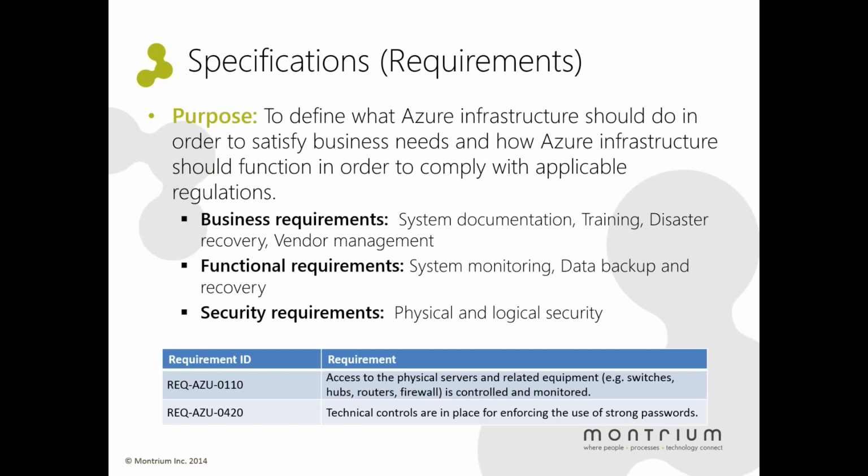The purpose of the requirements document is to define what Azure infrastructure has to do for us in order to satisfy our business needs and how it should function in order to comply with applicable regulations. We considered business requirements, functional requirements, and also security requirements. At the bottom of the screen, you can see some examples of the requirements. As you can see, each requirement is identified with a unique identifier, and that's to facilitate traceability later on. You'll also notice that the requirements are not very elaborate. We try to keep them short and simple, and that's just because the simpler they are, the more direct and easy it is to verify them later on.